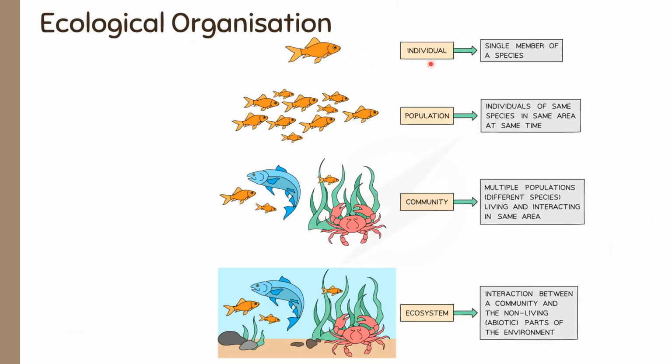So an individual or an organism is just a single member of a species. A population then is individuals of the same species in the same area at the same time. So that's the important part, same species in same area at the same time. Now all these populations, so multiple populations and different species, living and interacting in the same area form a community. An ecosystem then is that interaction between the community and the non-living or abiotic parts of the environment. So it's the interaction between living and non-living that is the important part of the ecosystem.